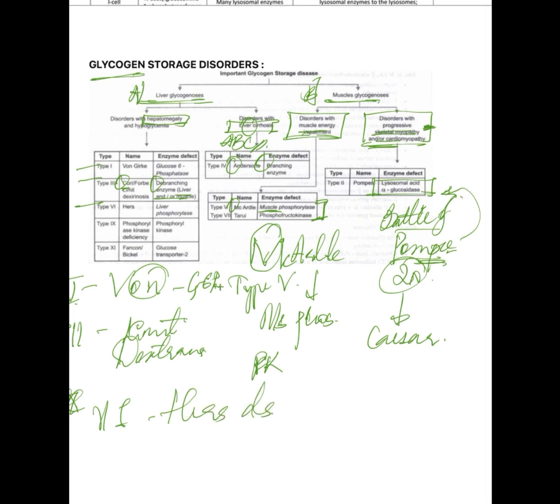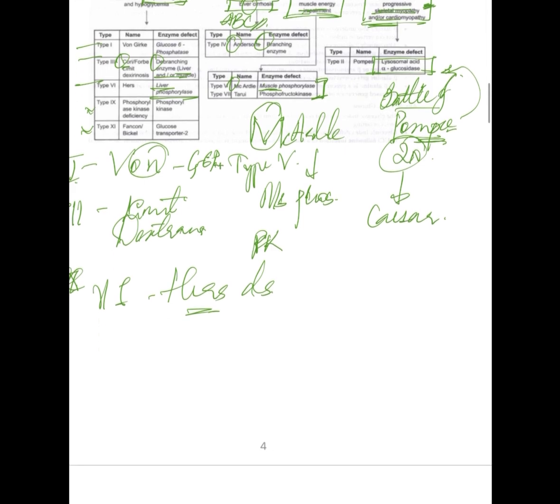Next, one more important disease, that is Hers. Hers disease is type 6 glycogen storage disorder, where there is deficiency of liver phosphorylase. So you have to remember these certain glycogen storage disorders. Other than that, the other 2, not much important, are type 9 and type 11, which you don't have to remember. So how will you remember the names?